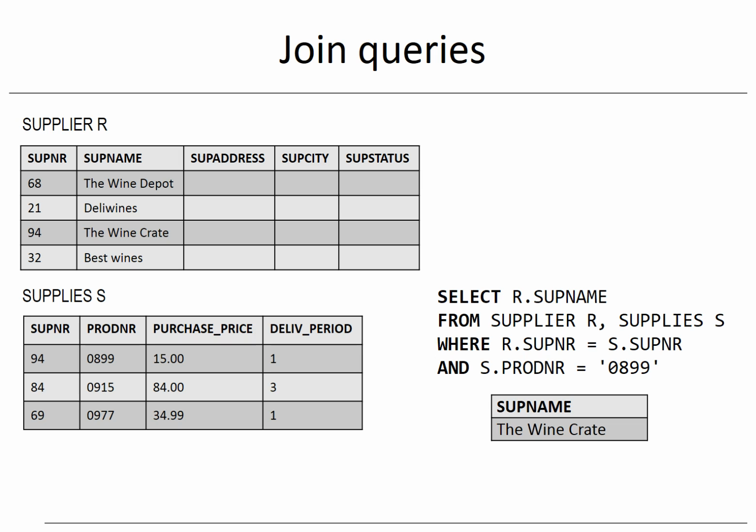Here you can see how the query works. Tuples from supplier and supplies are merged based upon matching supplier number. In the next step, the resulting join tuples are further filtered by only considering those where the product number equals 899. This results in The Wine Crate as the only tuple satisfying the requirements.